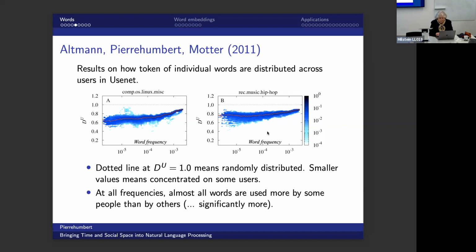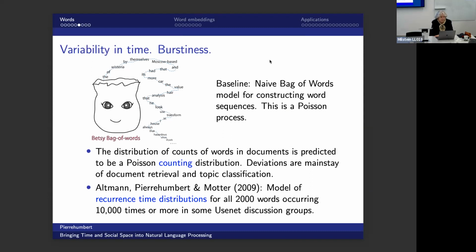Okay, so now getting to variability across time. The key factor here is burstiness. This is a technical term which goes back to a huge amount of work on document retrieval. So we take a baseline, which is a naive bag of words model. That says that words have stationary frequencies, that we have a single mentality of the entire language. So a word frequency is a permanent static fact across all time and space. And then we make word sequences by just taking a frequency weighted random selection, one word after another.